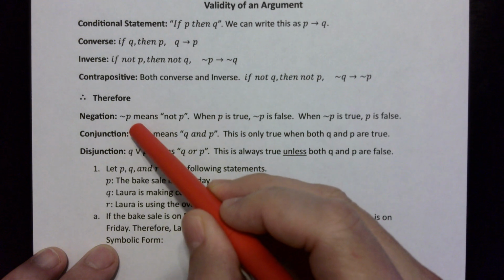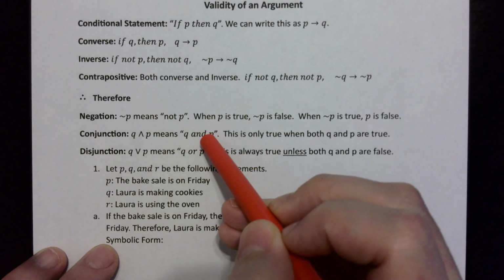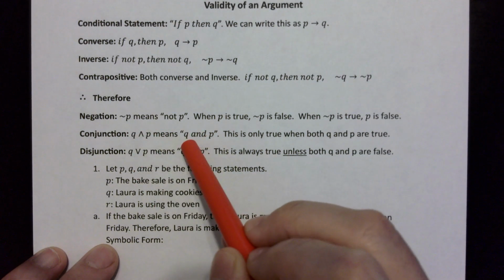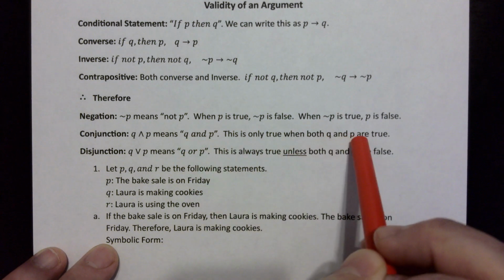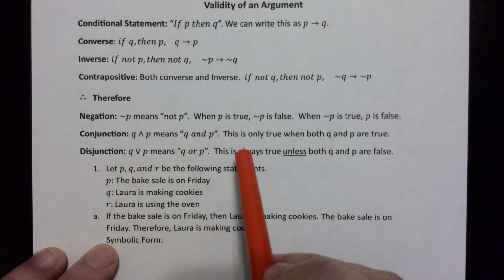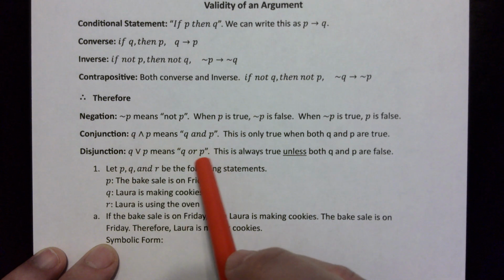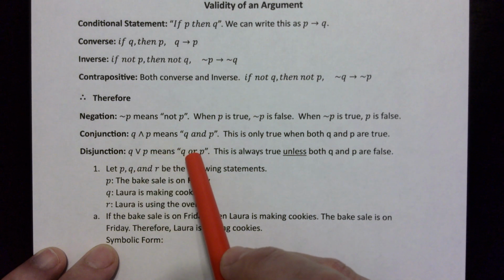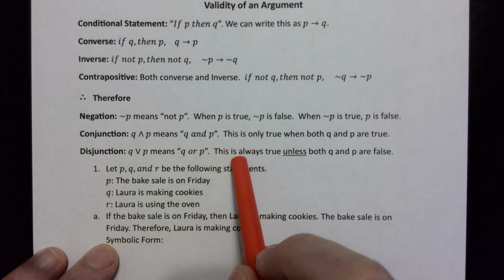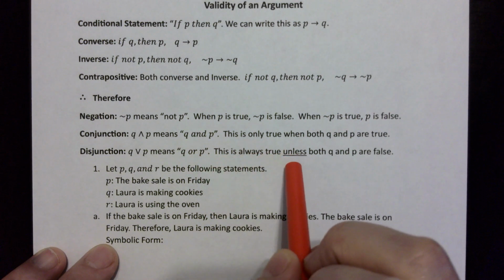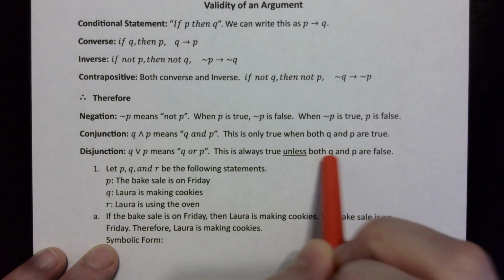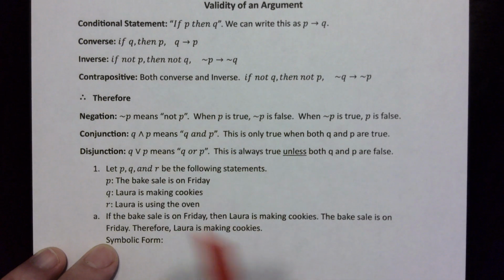Conjunction is the one that looks almost like an A in the middle, meaning and. So Q and P is only true when both Q and P are true. Otherwise, the conjunction is false. Disjunction is the opposite. It's got an or in between: Q or P. This is almost always true. The only time it is false is when both Q and P are false. If either one of them is true, then Q or P is true.